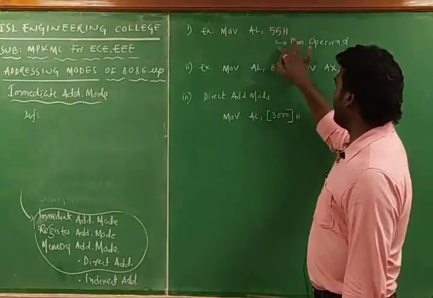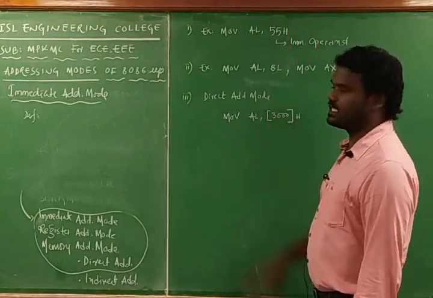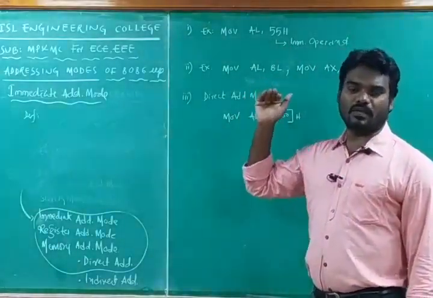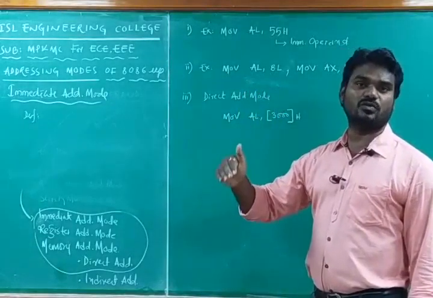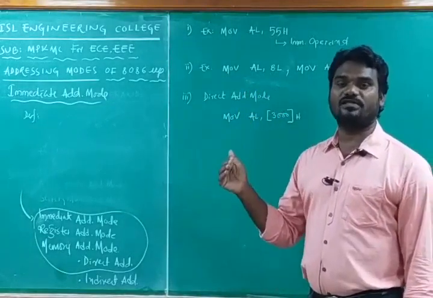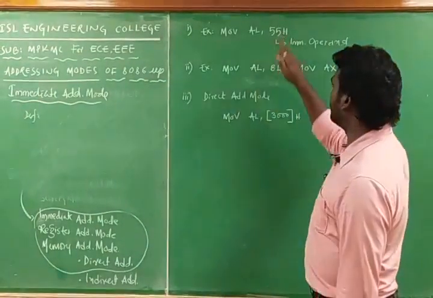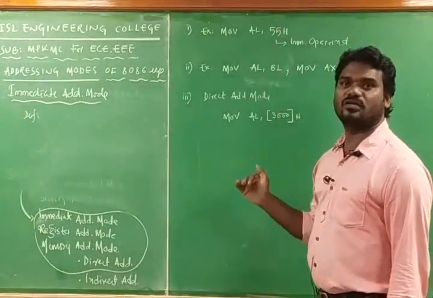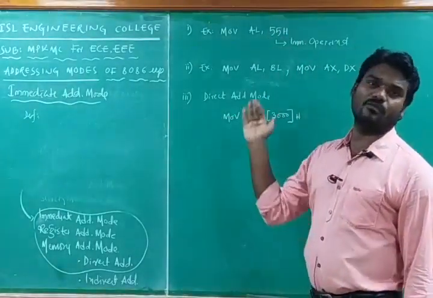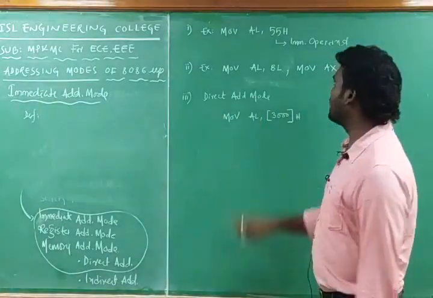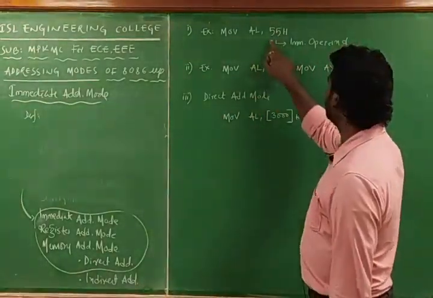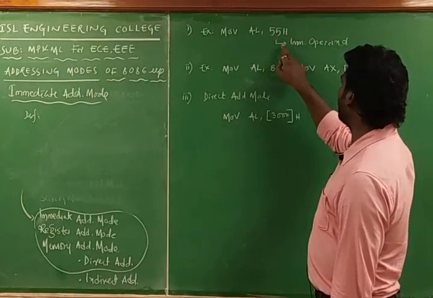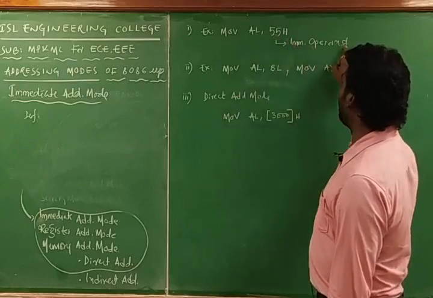55H is a hexadecimal number, and it is the data on which the 8086 microprocessor is going to operate. The data is directly given, so that it will immediately move to the destination operand. Here this operand is directly given as a number, and this operand is named as immediate operand.